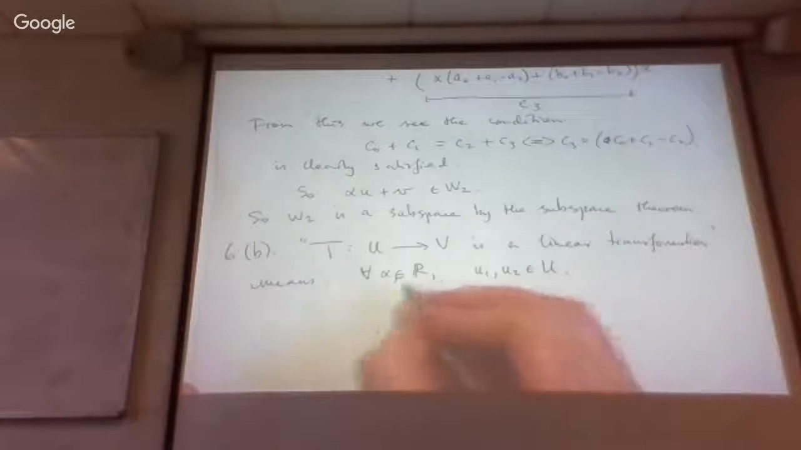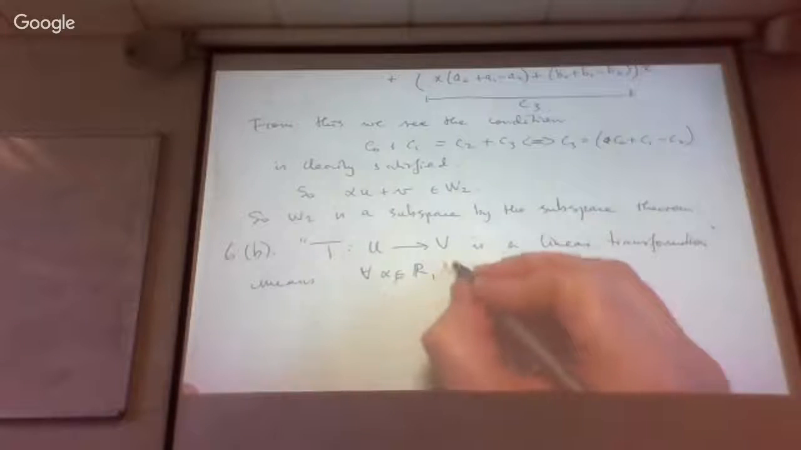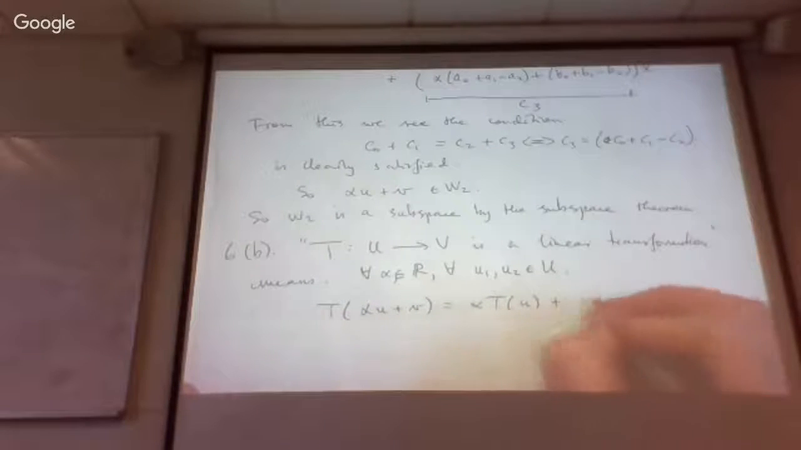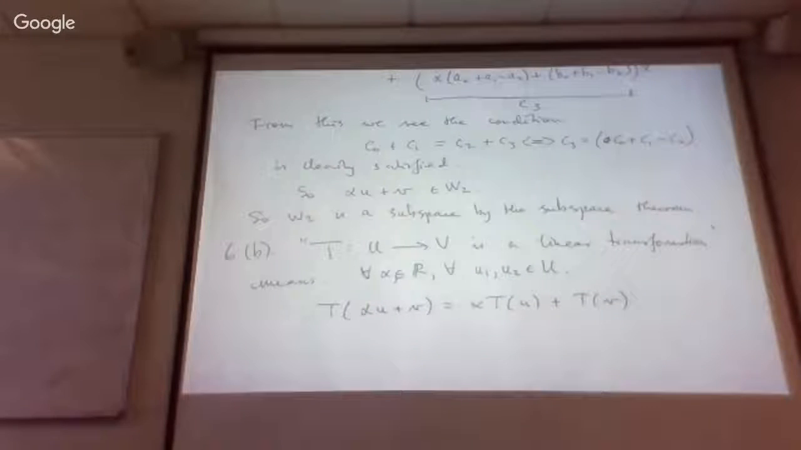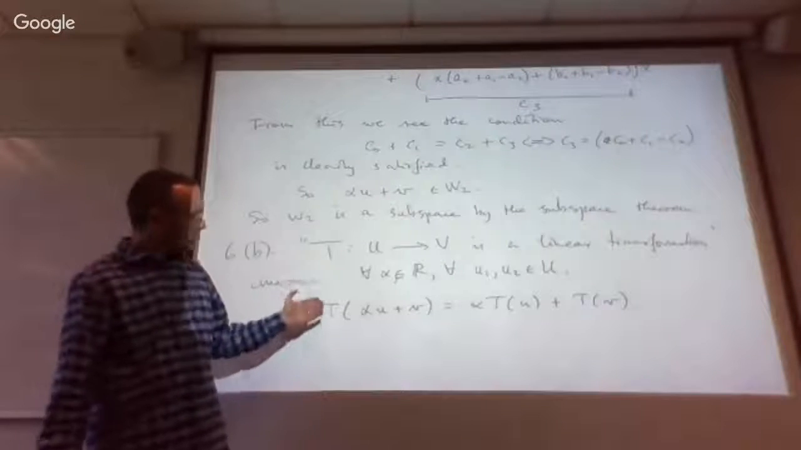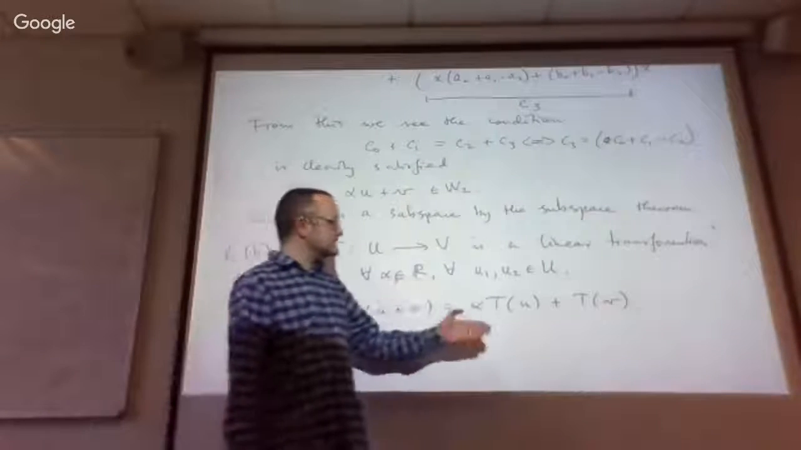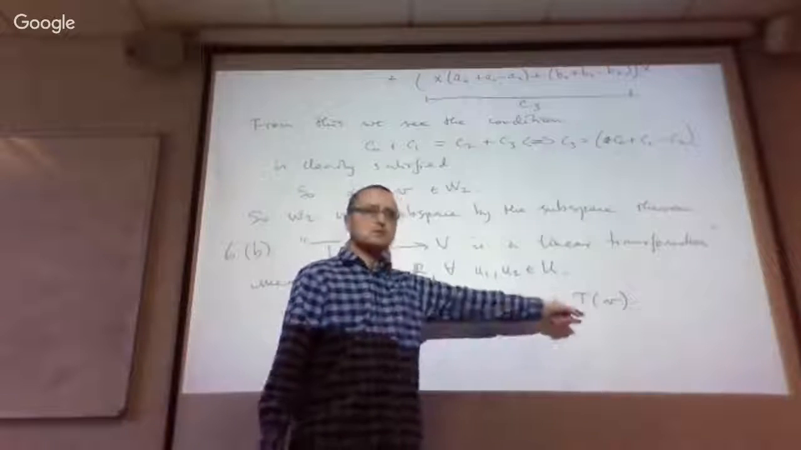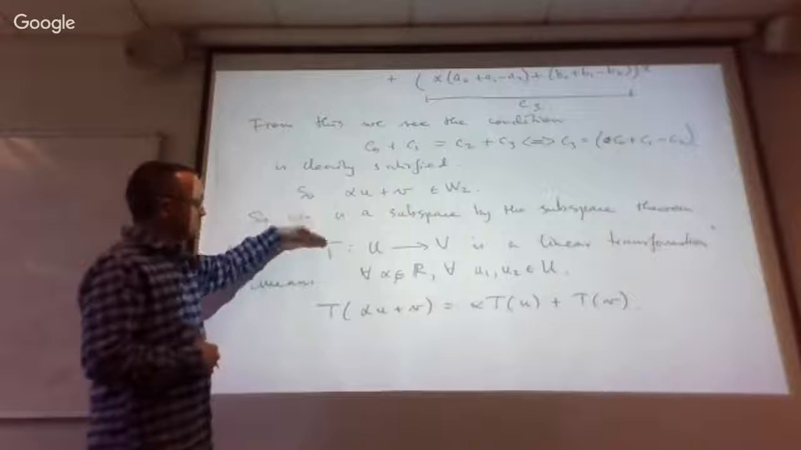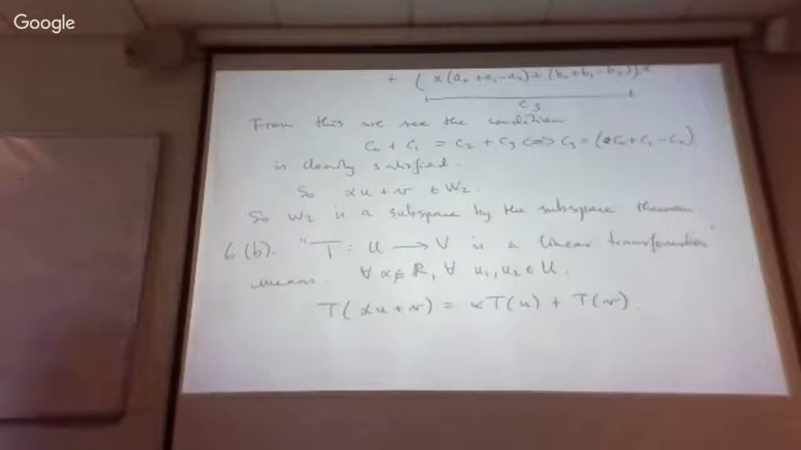So for every choice of scalar alpha and for every pair of vectors u1 and u2 from U, T of alpha u1 plus u2 must be equal to alpha T of u1 plus T of u2. In English, you can remember this because this is saying the image of a linear combination is the same linear combination of the individual images. Okay? Very, very natural condition to have. And these are the well-behaved maps between vector spaces.